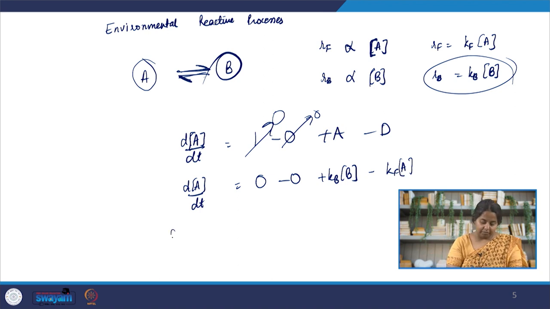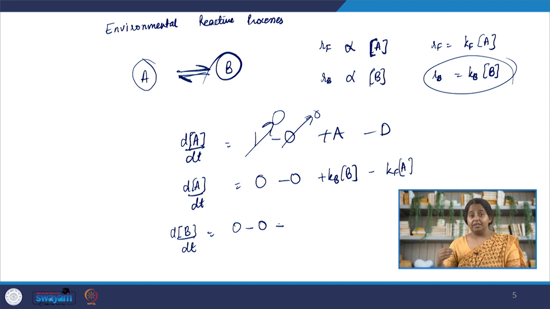Now, let's write a similar rate equation for B. It's going to be very similar. No input, no output, so input is zero and output is zero. The rate at which B is accumulating is given by plus Kf[A]. The rate at which B is degrading is minus Kb[B]. So it's very similar to dA/dt, just reversed in sign.